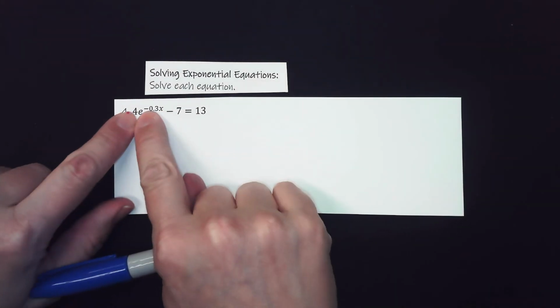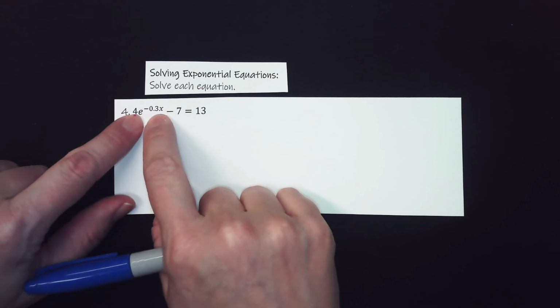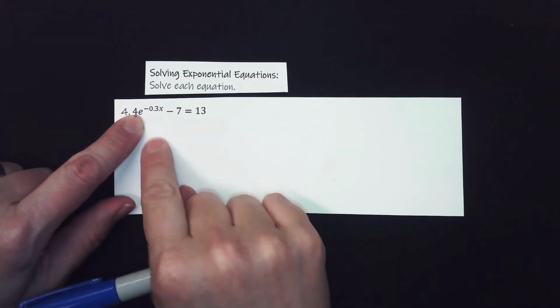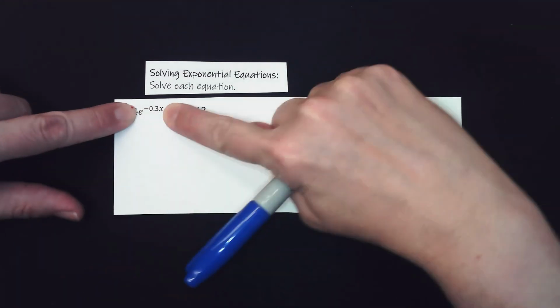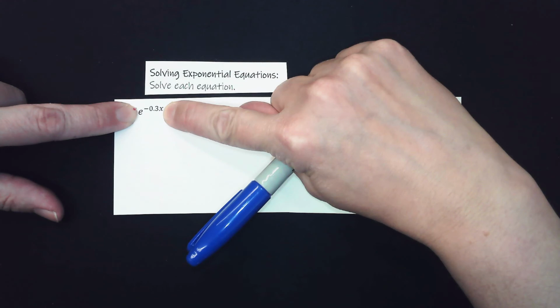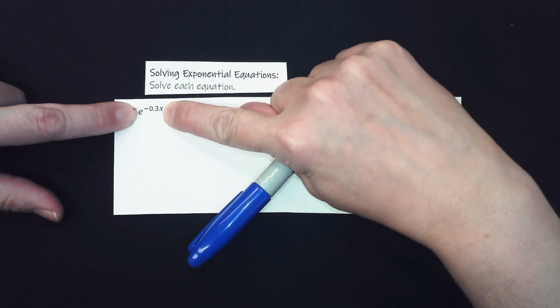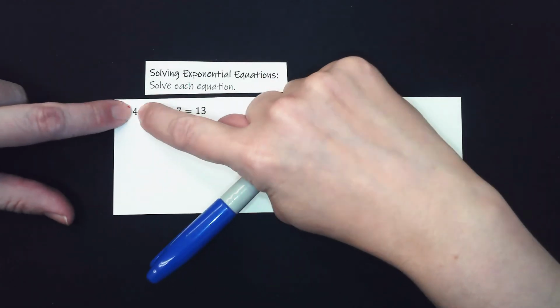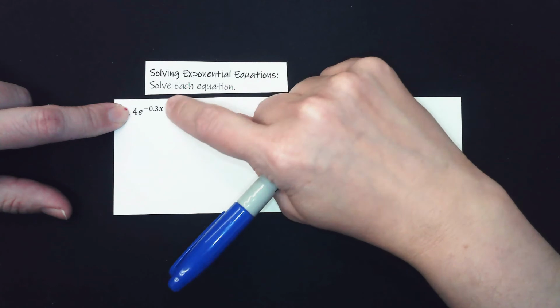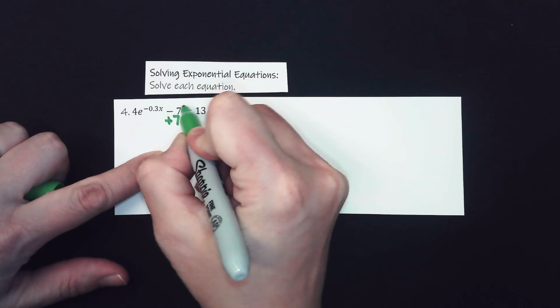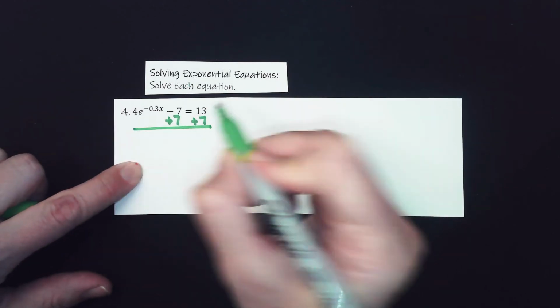Alright, let's try it on number 4. Okay, well, I have x in the power. I'm not going to have 2 bases of e, so I am going to change this to a log, but I can't do that yet. I need to get what is taken to the power of x by itself before I change it to a log. Okay? So I need to move the minus 7, and I need to move the 4. So we're going to do order of operations. We're going to subtract the 7 first. So we add the 7. It's a minus 7, so I have to do the opposite, and I add the 7.